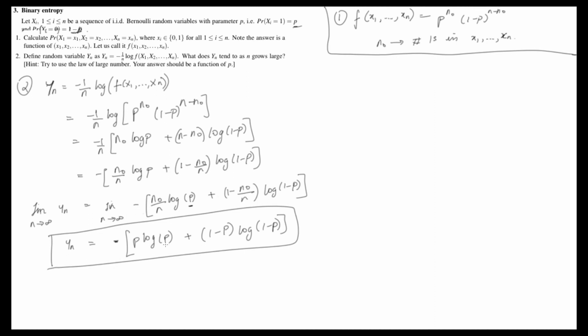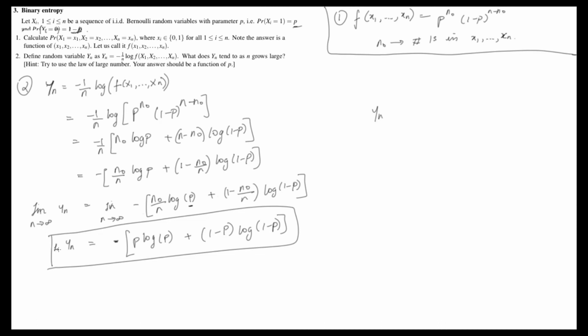Well, the point is that p and 1 minus p are numbers both between 0 and 1. So log of those numbers are going to be negative numbers. So if you want to get a positive value, or you want to get an estimate of what this is going to be, it might be a better idea to have a negative value on the outside. Now this function yn is actually a very useful function.